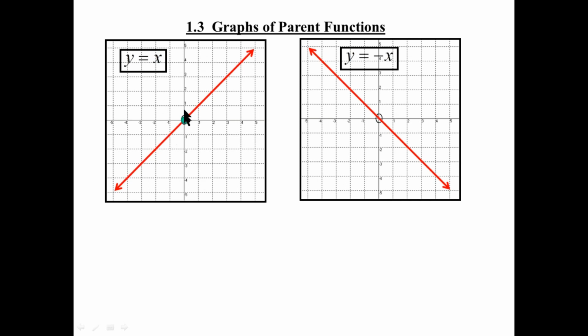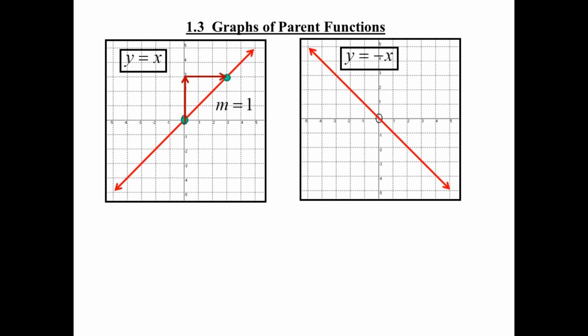But we could pick any 2 points on this line and confirm this. There's a point, the origin. Here's another point, the point 3, 3. And rise over run, rise 3, run 3. Well, 3 over 3 is 1. So the slope is in fact 1.